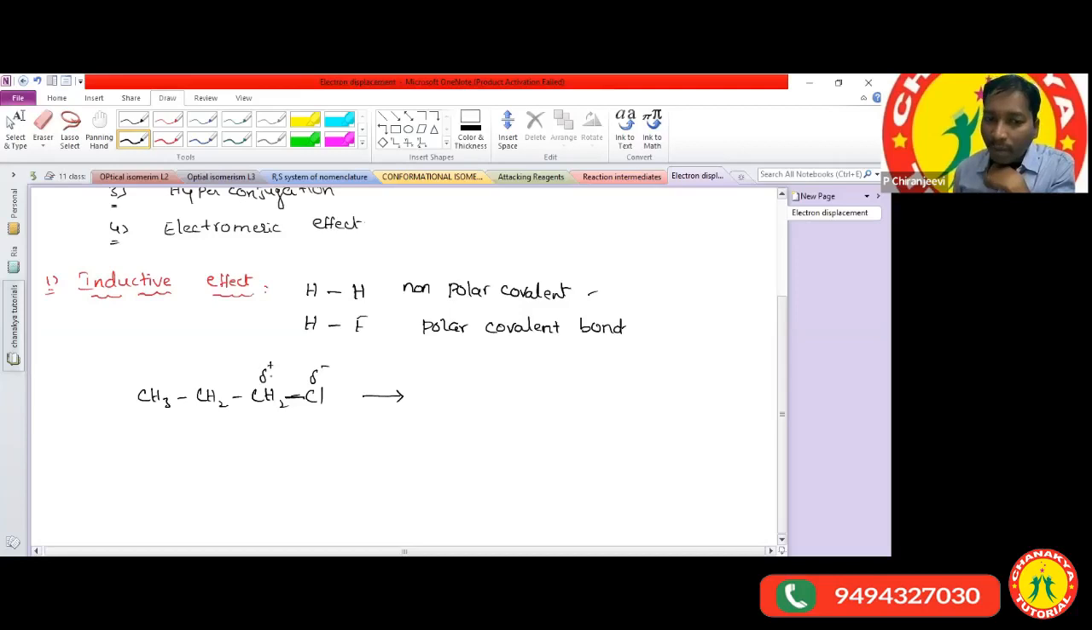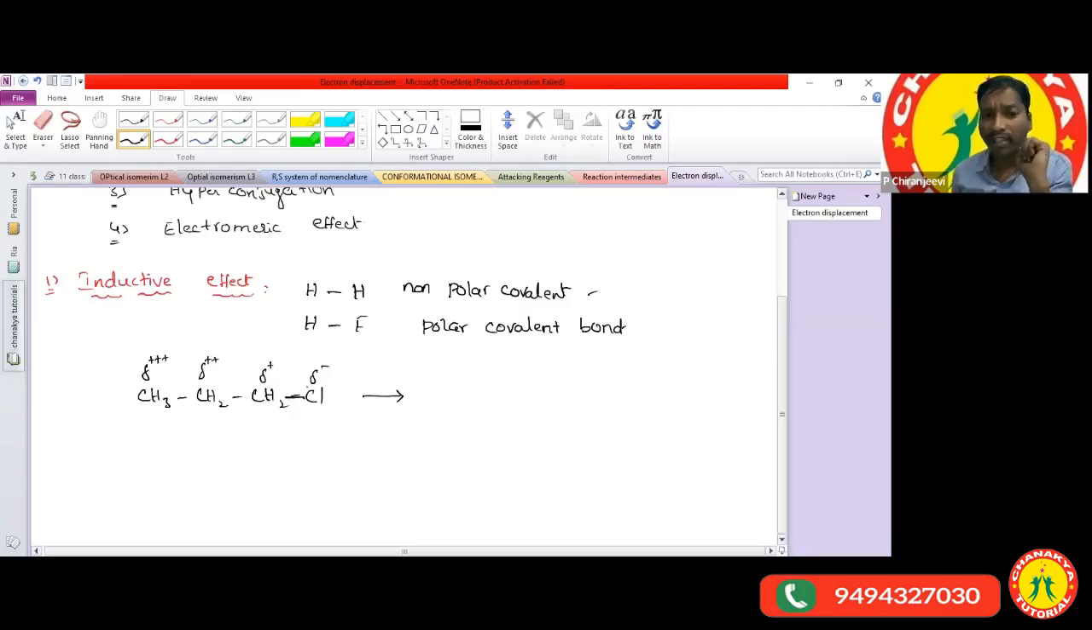The carbon gets a partial positive charge because it donates electrons to the chlorine. Then it becomes electron deficient, which means it becomes positively charged. To stabilize this carbon atom, the neighboring carbon atom donates electrons, so it also gets a partial positive charge. Again, to stabilize that carbon atom, the next one also donates electrons and gets a partial positive charge.